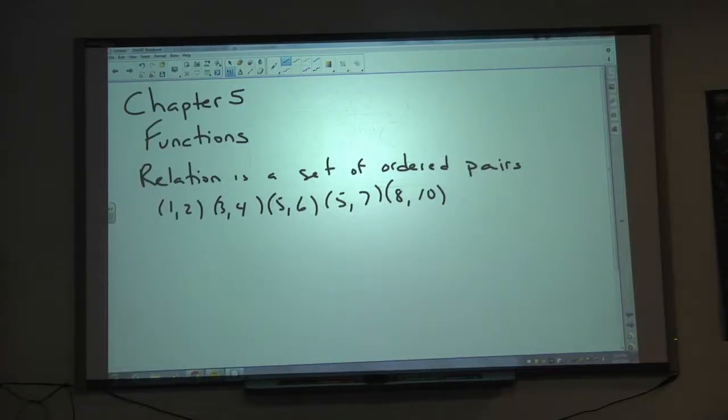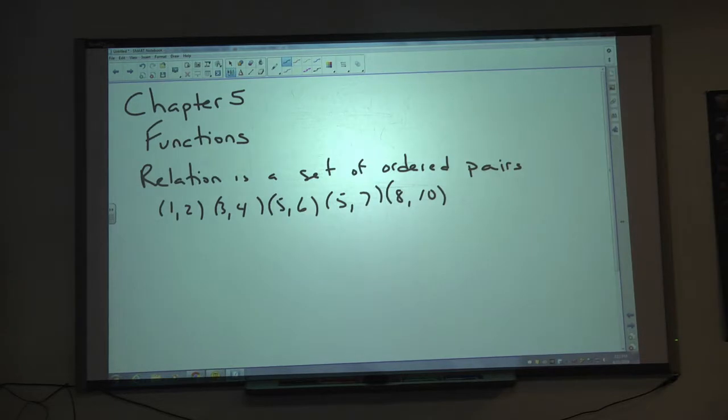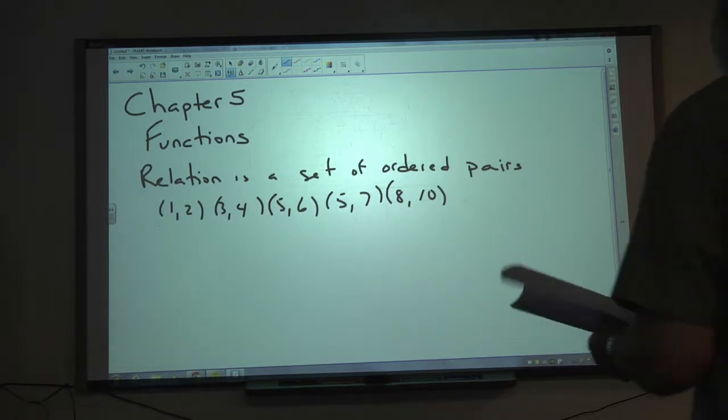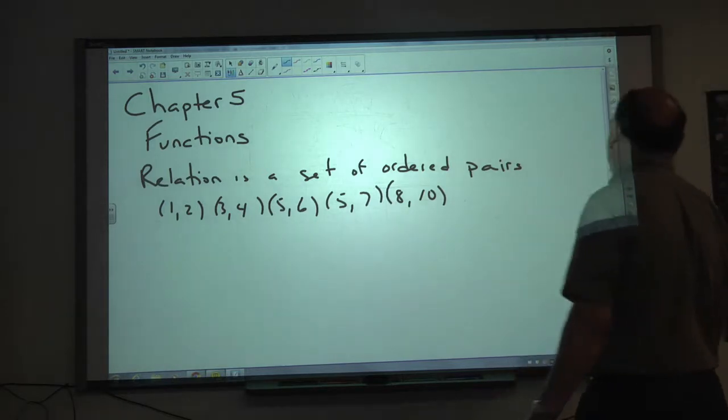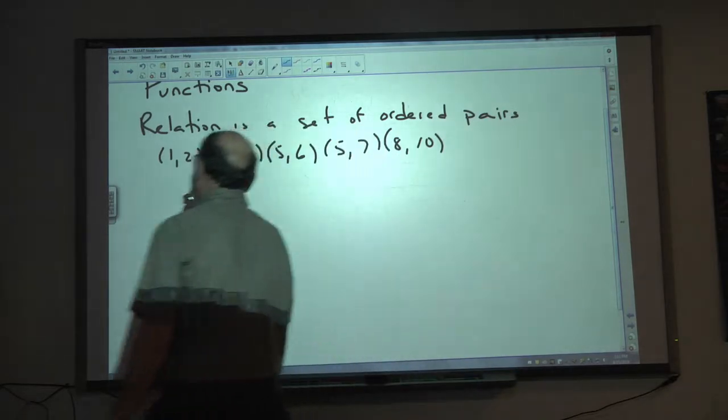So for today, we're on to chapter 5 and functions. First off, a ternary relation is a set of ordered pairs. I have an example there: 1, 2, 3, 4, 5, 6, 5, 7, 8, 10. So it's a set of ordered pairs. The next step up from a relation is what is called a function.